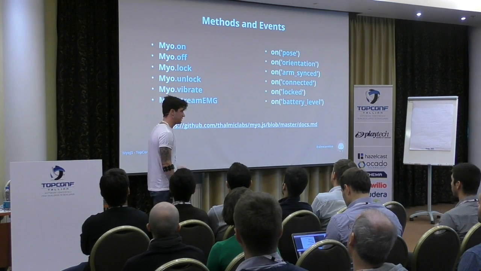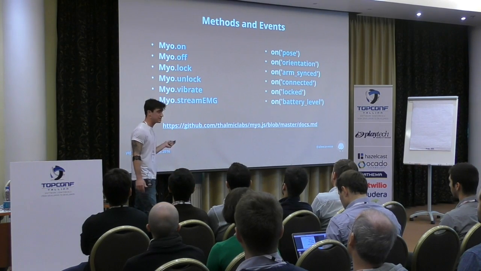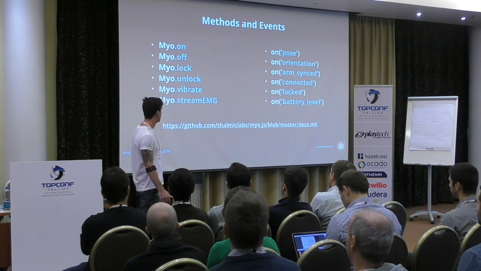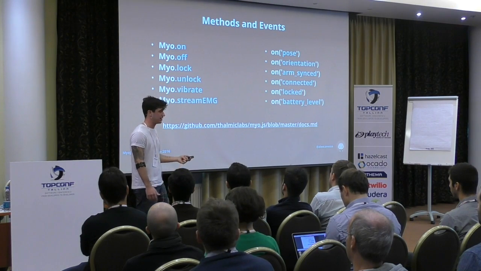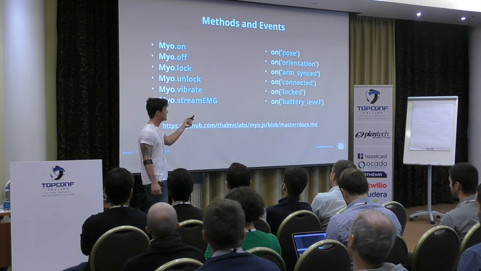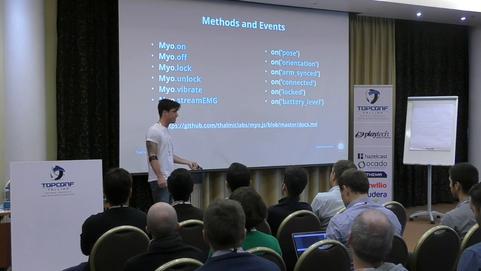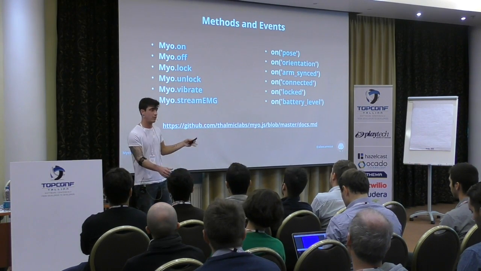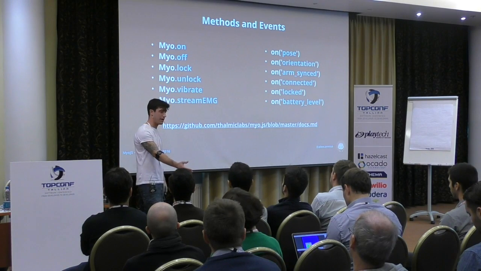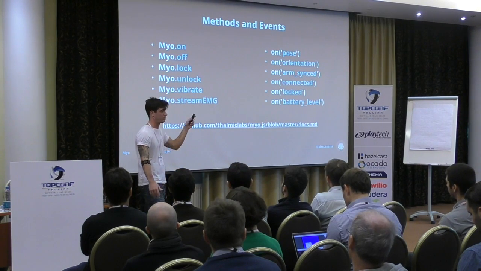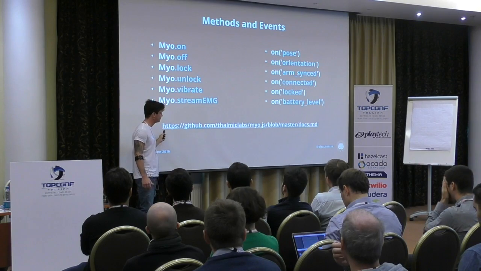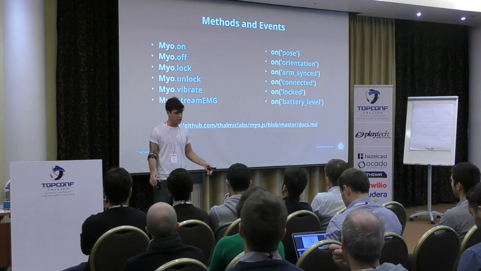A couple of methods and events available on Myo: Myo.on and off to listen for events or remove the listeners. Lock and unlock, vibrate, streamEMG. There are others, like request battery level, if you want to know the battery level of your Myo. And these are some of the events. Pose returns the pose name, one of spread fingers, fist, wave in, wave out, which are also available as individual events. So you can do on spread fingers. Then orientation, arm sync, connect, lock, battery level. They're on GitHub, so you can check out the documentation, which is pretty good as well.